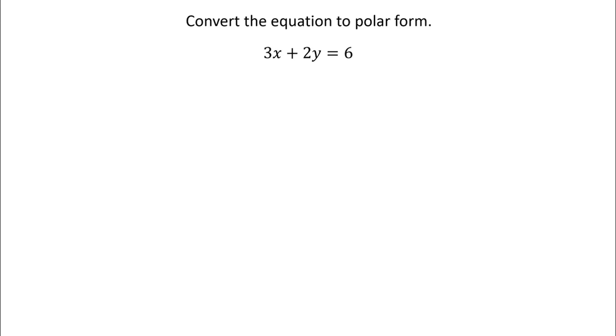Here we've got this rectangular equation, 3x plus 2y equals 6. Now we know in the rectangular world, 3x plus 2y equals 6, that's a linear equation. But let's see what this linear equation looks like in polar form.